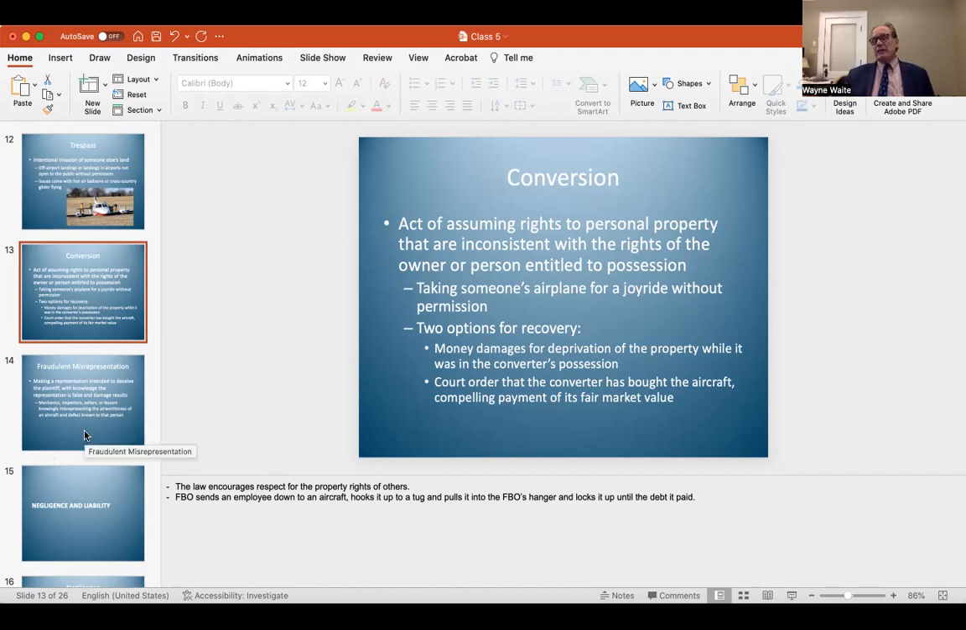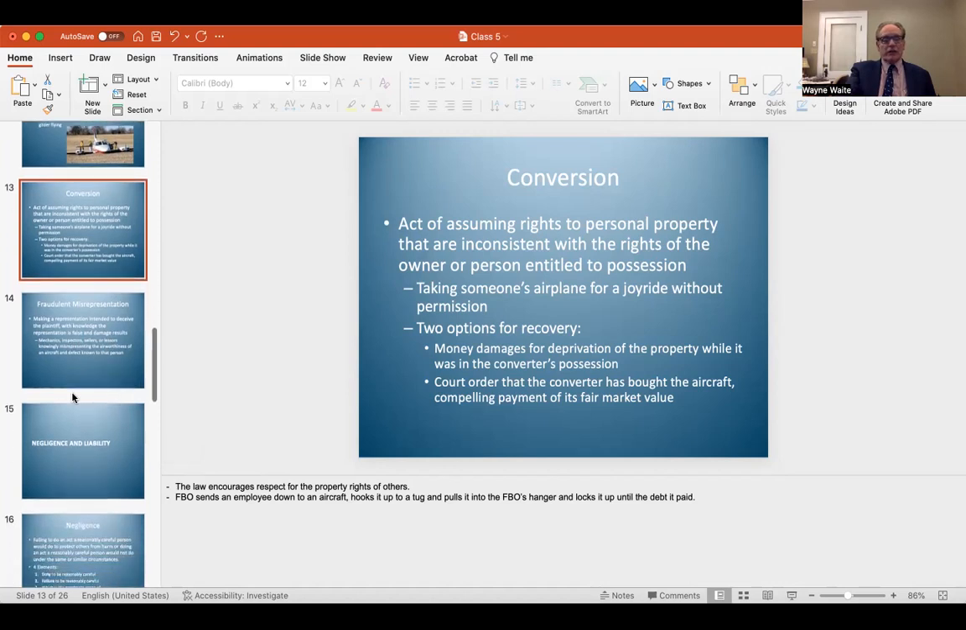Anytime you exert control over somebody else's property, you really want to go slow. You really want to consult counsel, because the last thing you want to do is to find yourself with either a civil lawsuit on your hands, or perhaps even worse yet, a criminal charge for theft.